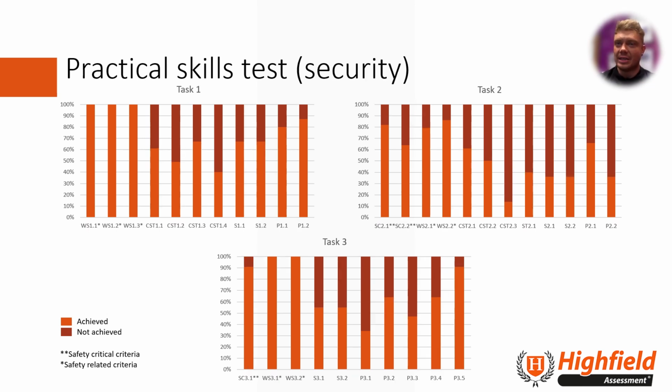And lastly, security pathway, where you can see the percentage of learners who have achieved full marks for these criteria in orange, and the proportion of red identifies the number of learners who have not achieved the full marks that were available for that criteria.